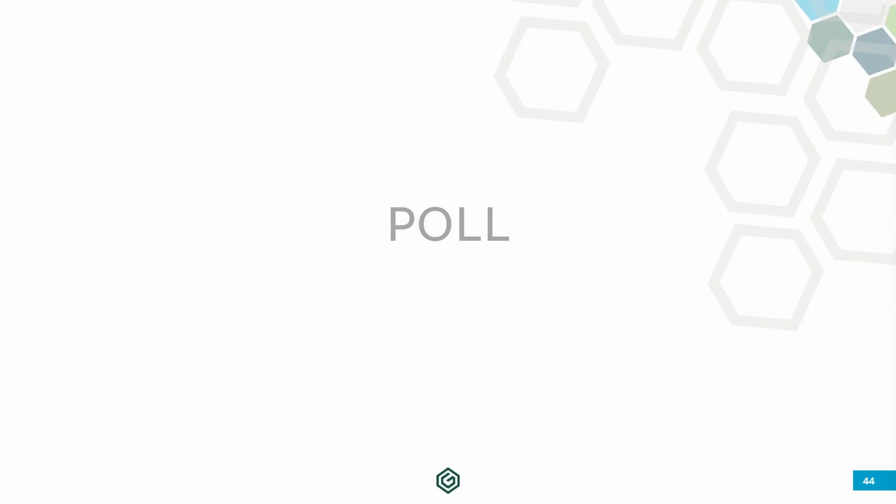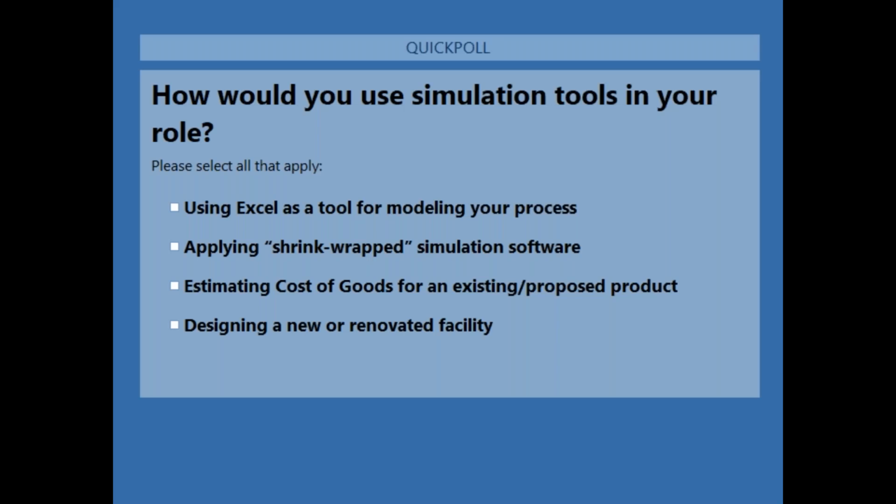Now we're going to do our final poll question. So I'm going to launch it now. The question that we have for you is, how would you use simulation tools in your role? Check all that apply. You have a couple of options below: using Excel as a tool for modeling your process, or applying shrink wrap simulation software. The next one is estimating cost of goods for an existing or proposed product, or designing a new or renovated facility. Please go ahead and cast your vote.